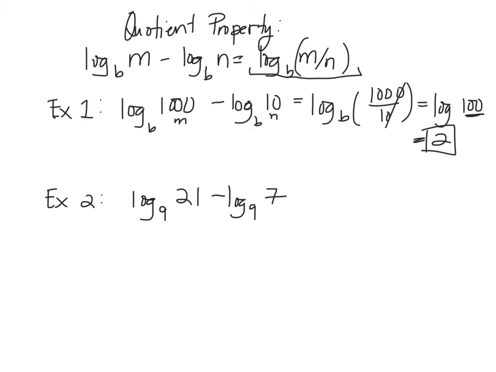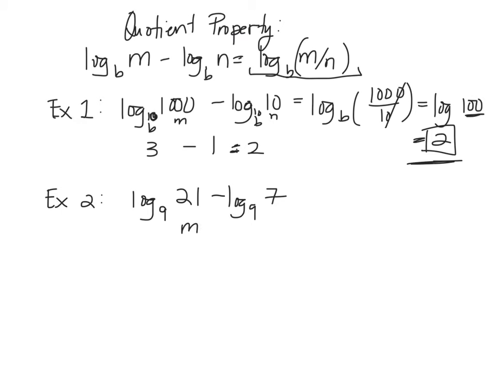We also could have done this another way just to check. Log base 10 of 1,000 is just 3, because 10 to the third power equals 1,000. And log base 10 of 10 is just 1, because 10 to the first power equals 10. So 3 minus 1 equals 2. You can evaluate it either way, and you should still get the same answer.